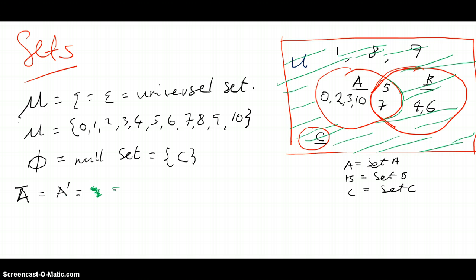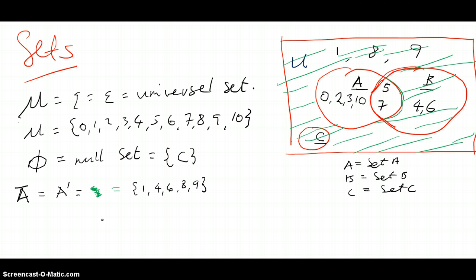So what would your answer for this one be? I'm just going to change color back to black. What's the complement of set A? Well, what's everything outside of set A? There's 1, there's 8, there's 9, there's 4, and 6. So let's write them down. The complement of set A is 1, 4, 6, 8, and 9.